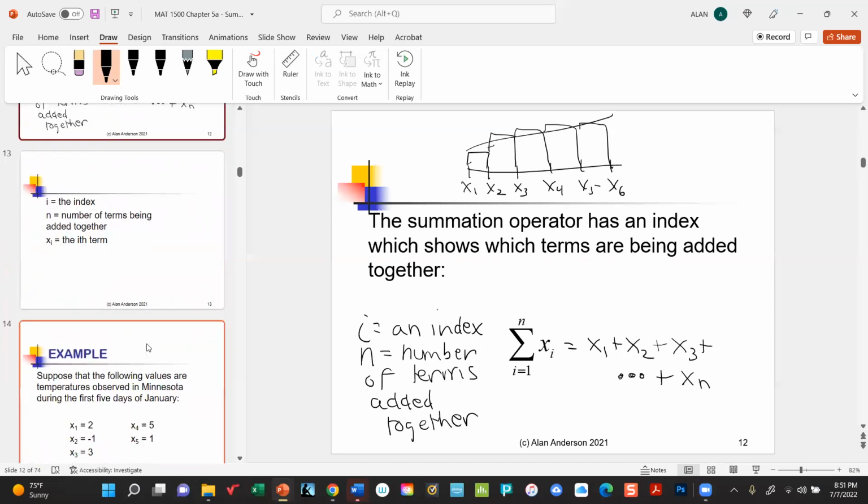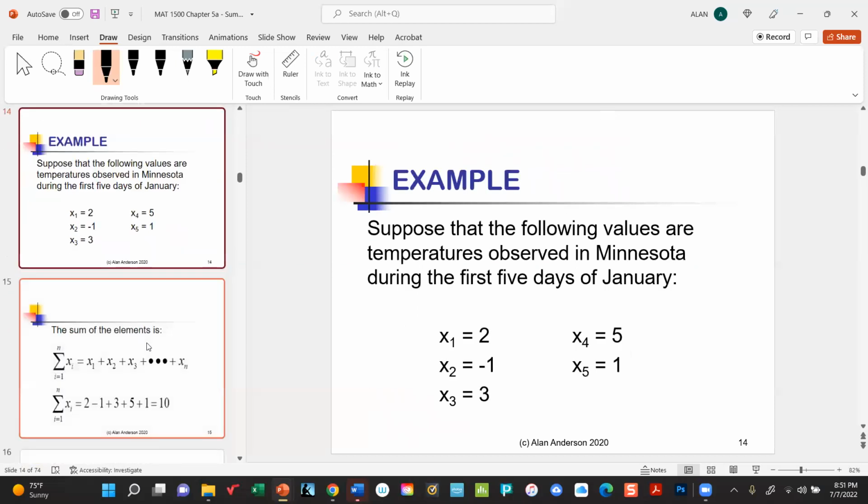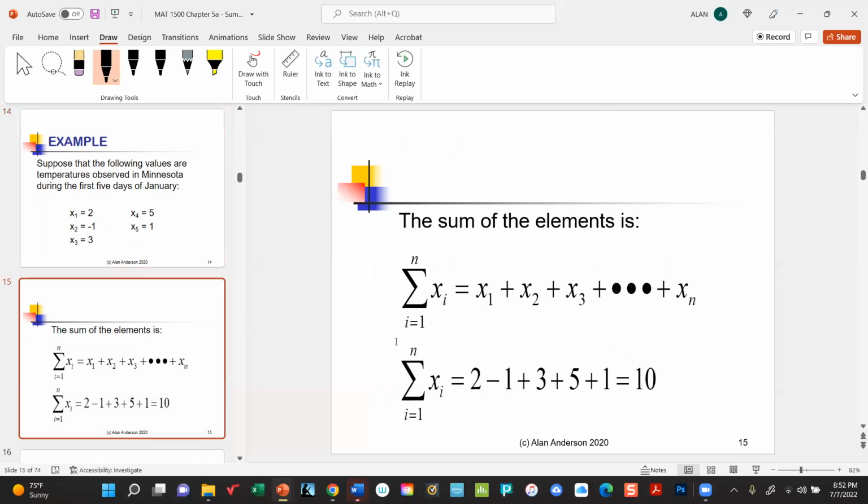Okay. So here's a quick and simple example. What if I've observed the temperatures in Minnesota on the first 5 days in January? Okay, that looks about right, doesn't it? I think so. I've got 5 terms. I want to add them up for some reason. So what I've got is the sum of xi, all the way up to n.